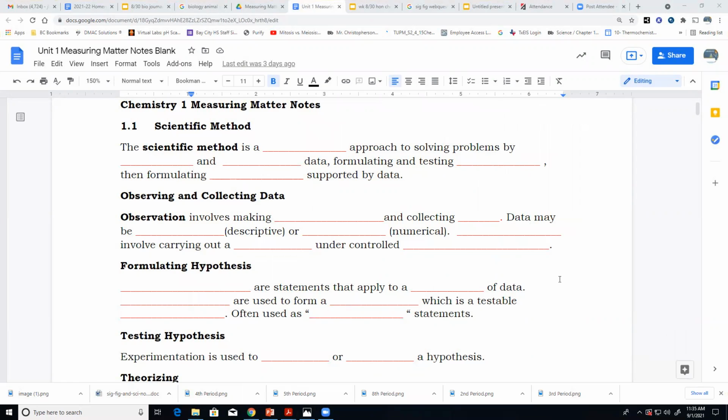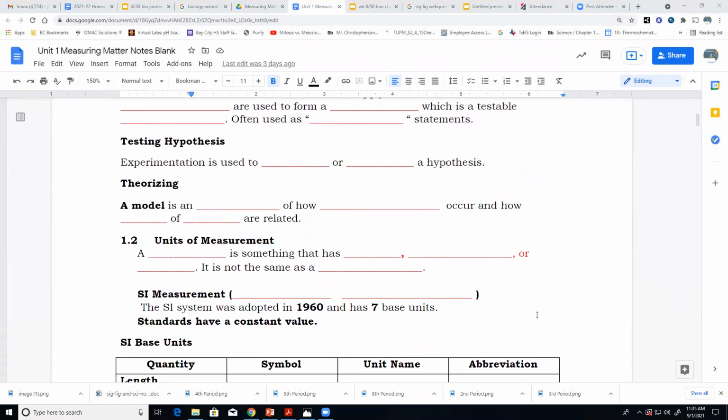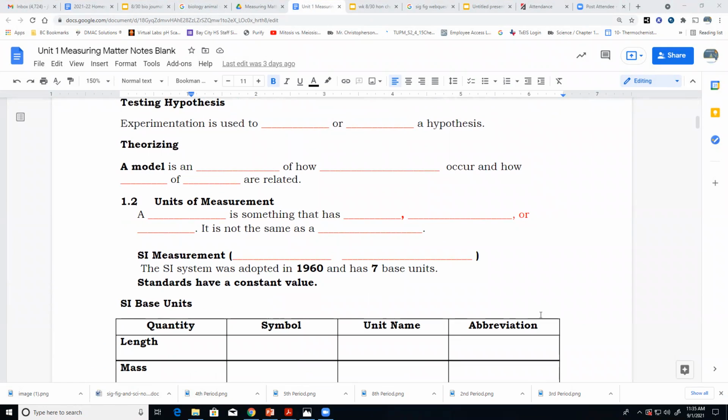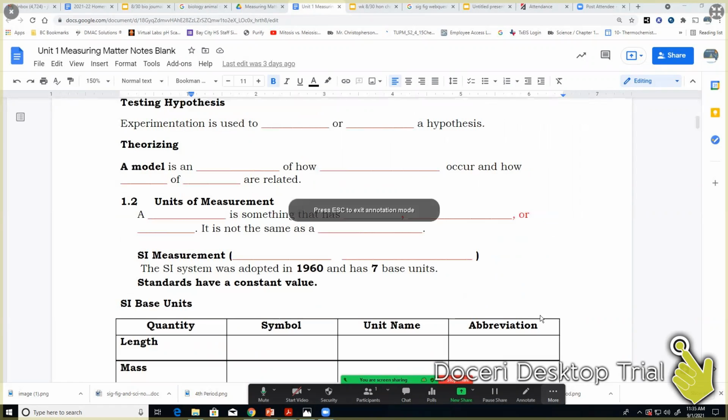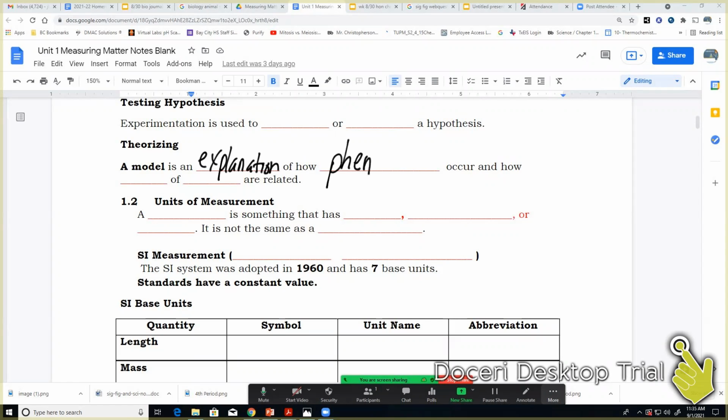If your hypothesis is supported, then you can move to theorizing. So that's coming up with the theory, and a lot of times it is represented by a model, which is an explanation of how phenomena occur, and how data of events is related.